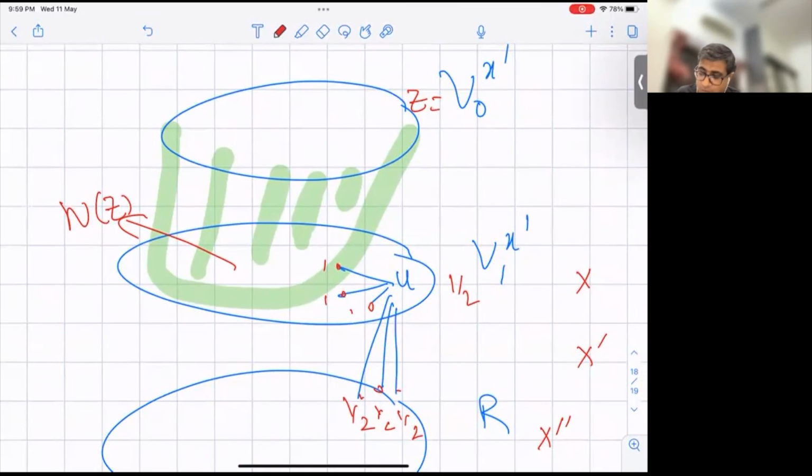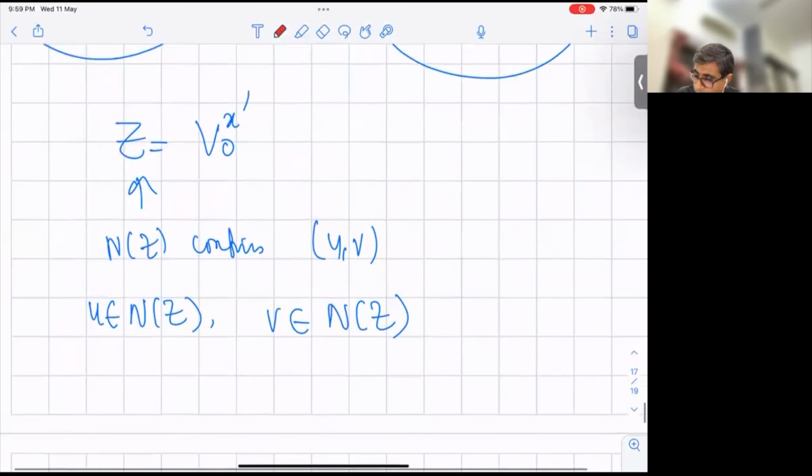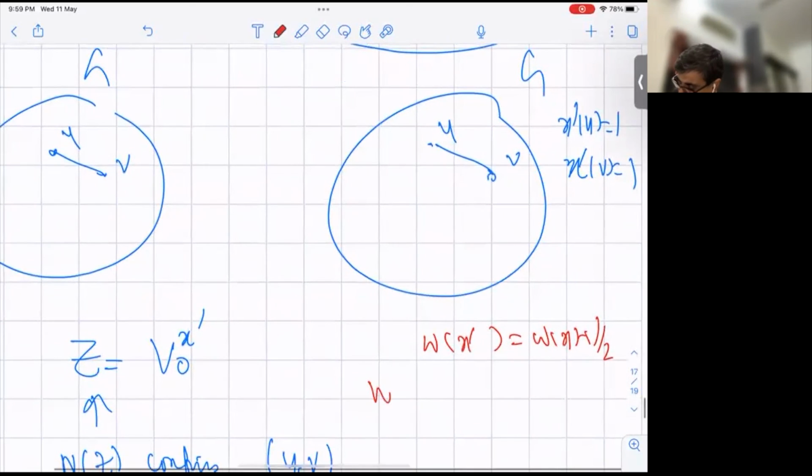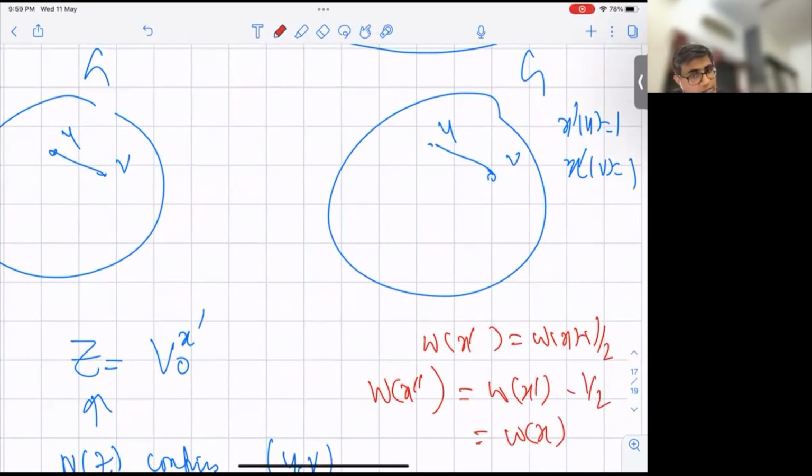What is the value of V in this assignment? Look at this. This is how it was, no? U and V, right? And what is the property? The weight of X prime is equal to the weight of X plus half. And the weight of X double prime is the weight of X prime minus half, so this is equal to the weight of X. But now I have another vertex which has been assigned 1. So all half was not a unique solution. That's all that had happened.